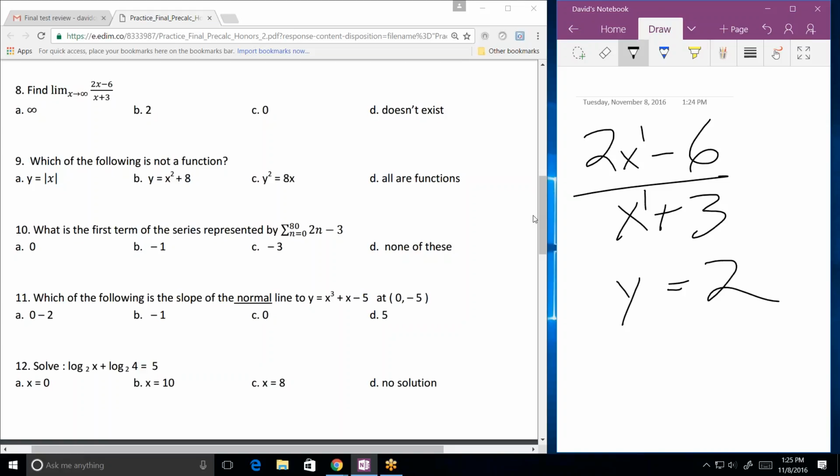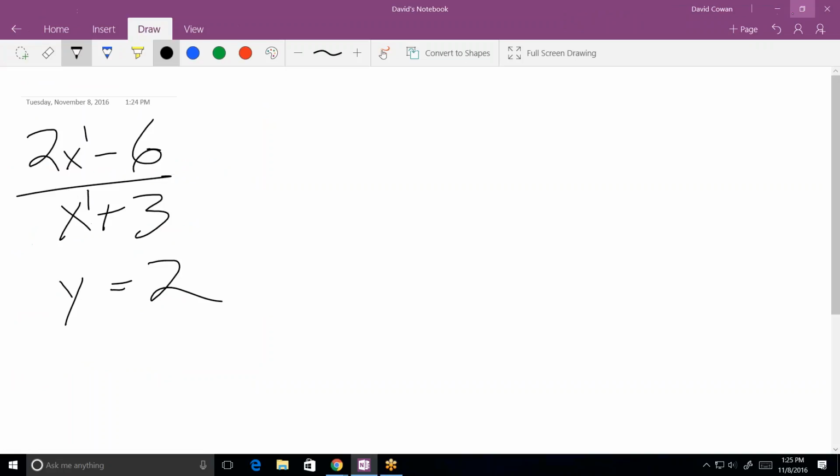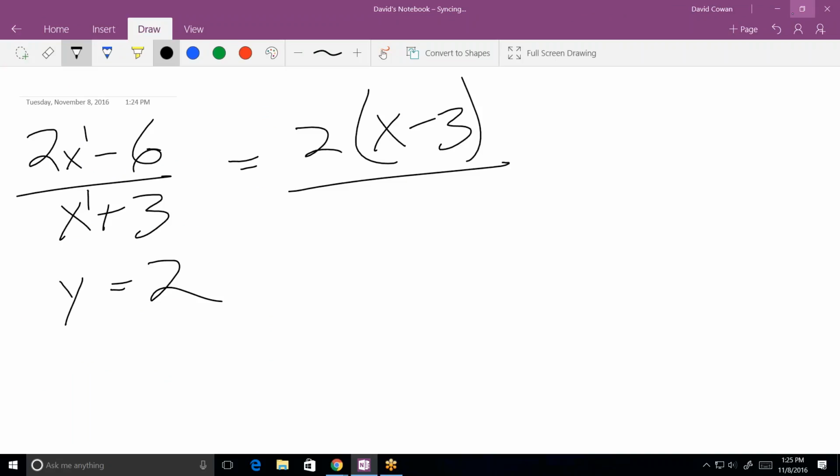In other words, you don't care about the 6 and you don't care about the 3. If I could factor that out, I get an x minus 3. If I'd gotten an x plus 3, it'd be a different story. But I cannot do anything with x minus 3 over x plus 3. So I have to go back to the beginning and examine what the horizontal asymptote is from those two terms. It's 2. That's the answer.